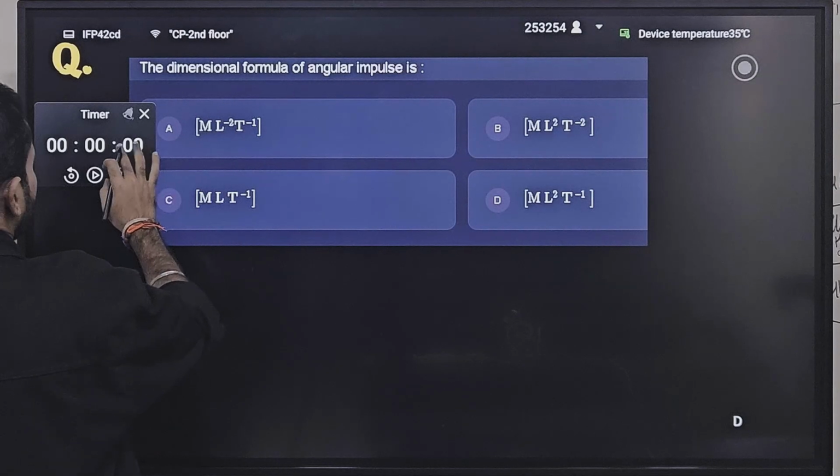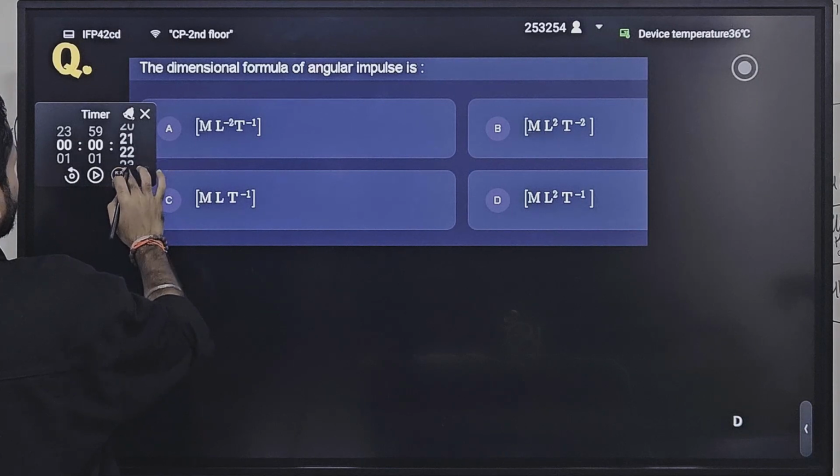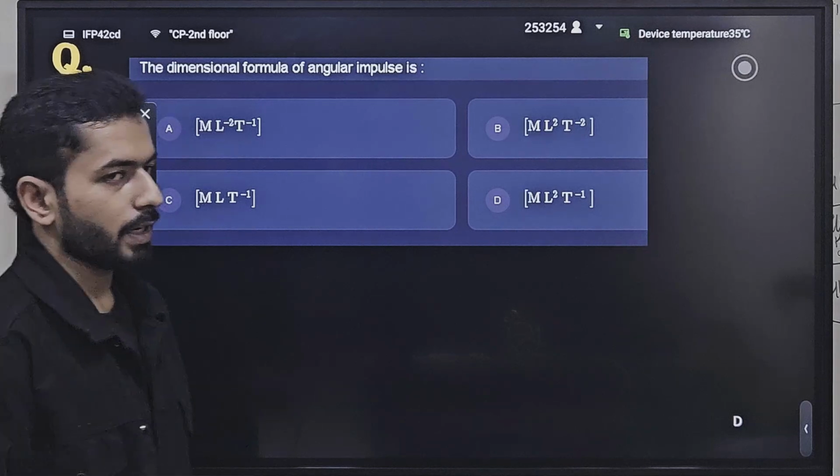Dimension formula for angular impulse. Very easy question. Solve it first. 20 seconds I will give you. Angular impulse.